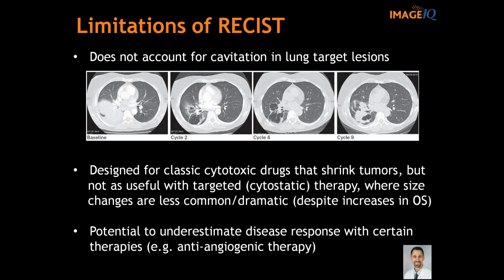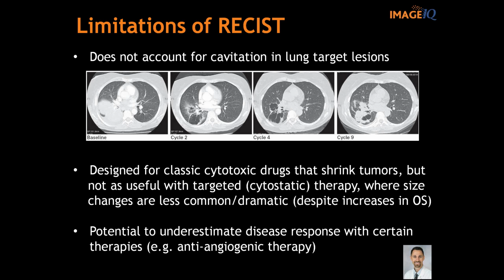Okay, so some other limitations of RECIST. It does not account for cavitation in lung target lesions. In the baseline here on the far left, we have a bilobed, large mass in the right lung. And then after therapy, what a tremendous response. But you wouldn't pick that up by RECIST.